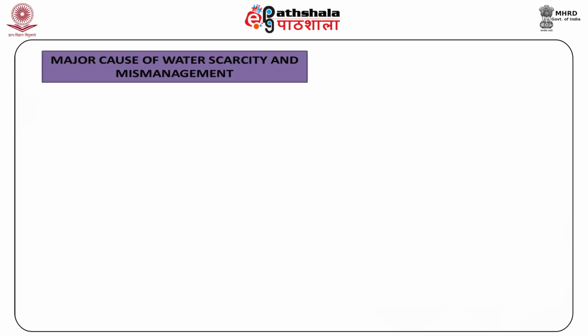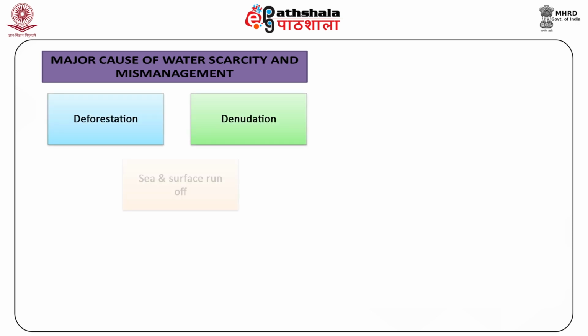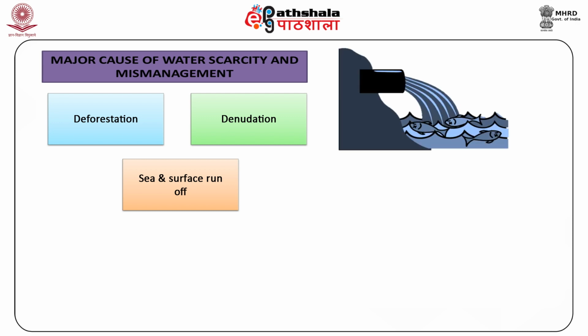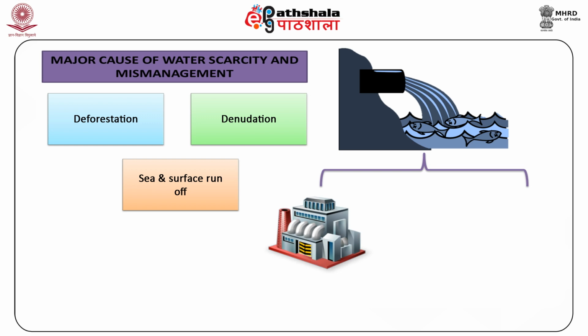The major cause of water scarcity and mismanagement can be attributed to deforestation, denudation, and sea and surface runoff. River pollution is another serious setback to the conservation drive, with major contamination emerging from rapid industrialization and the release of industrial waste and effluents into rivers.